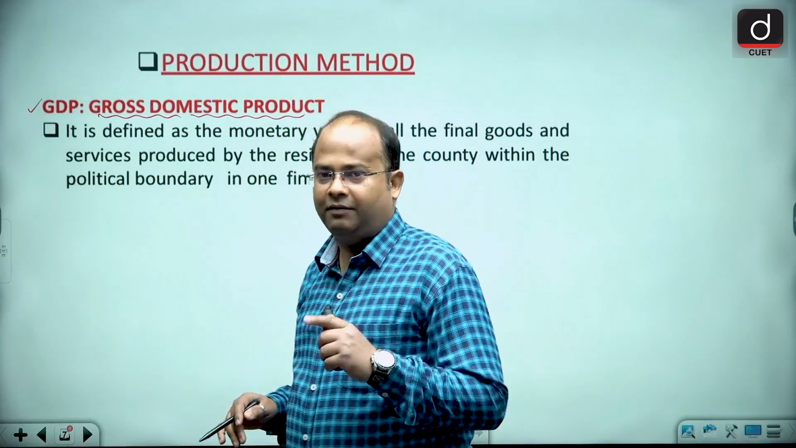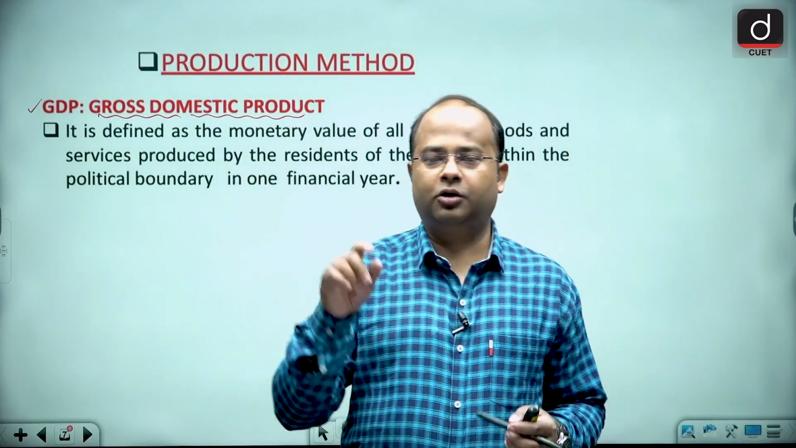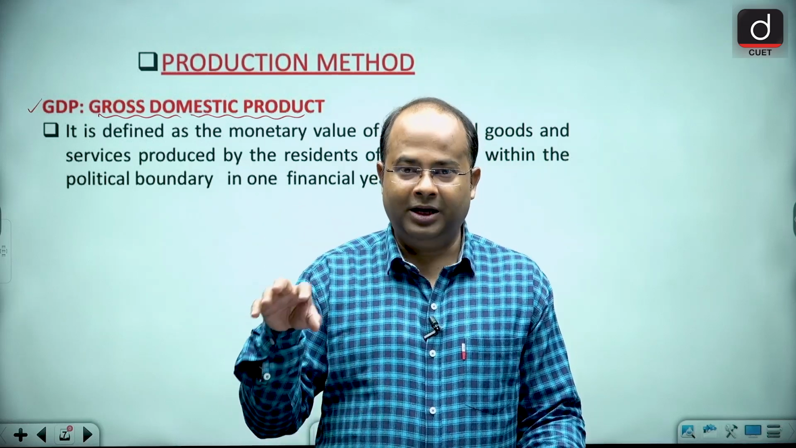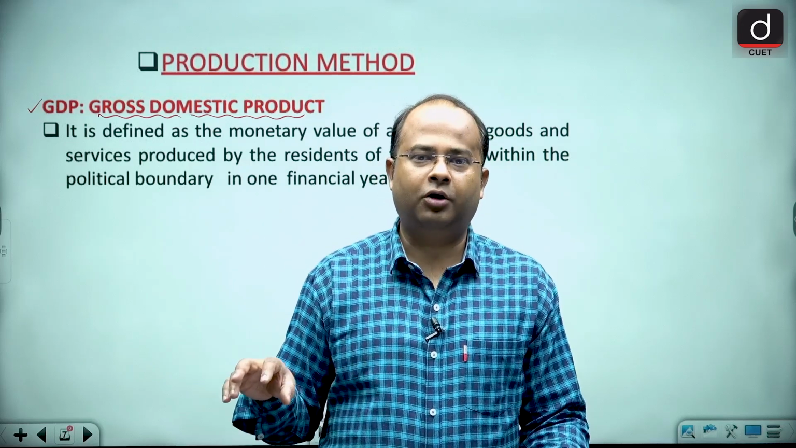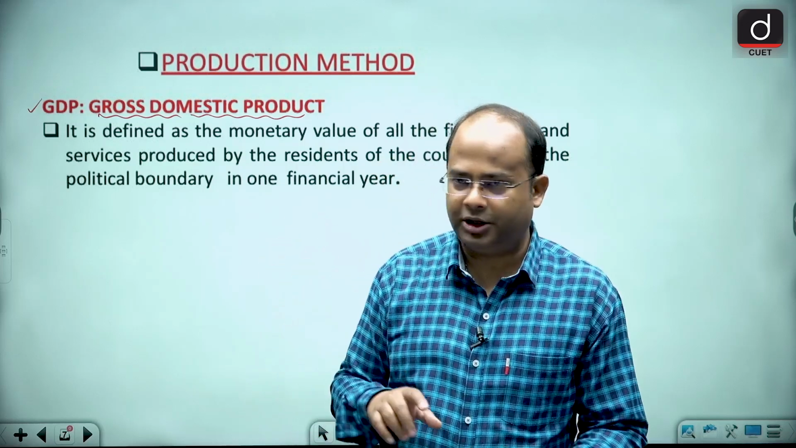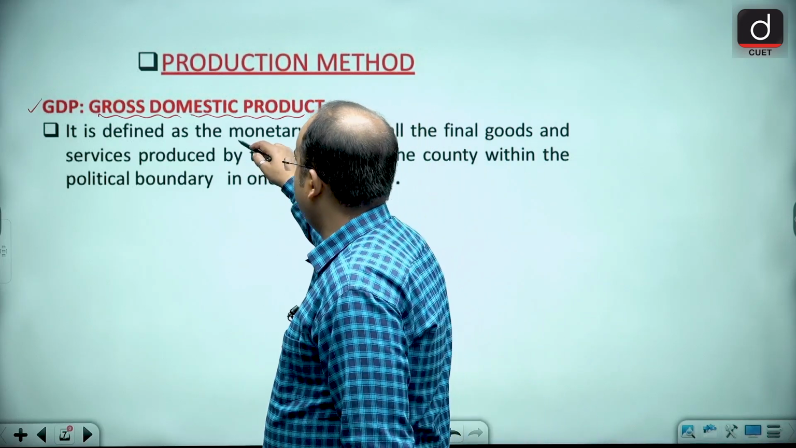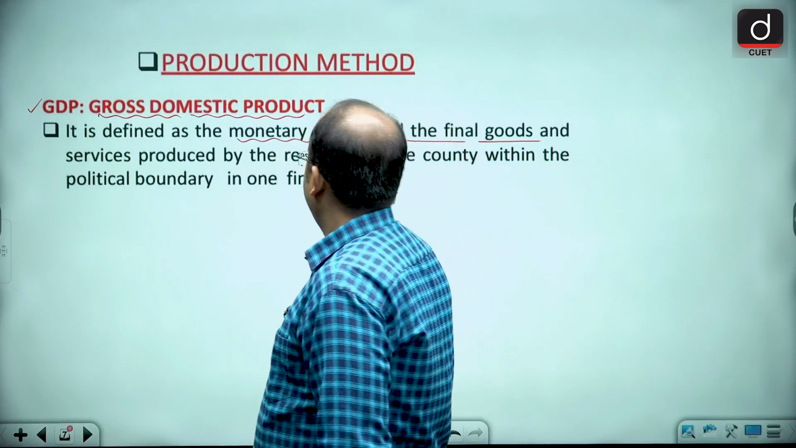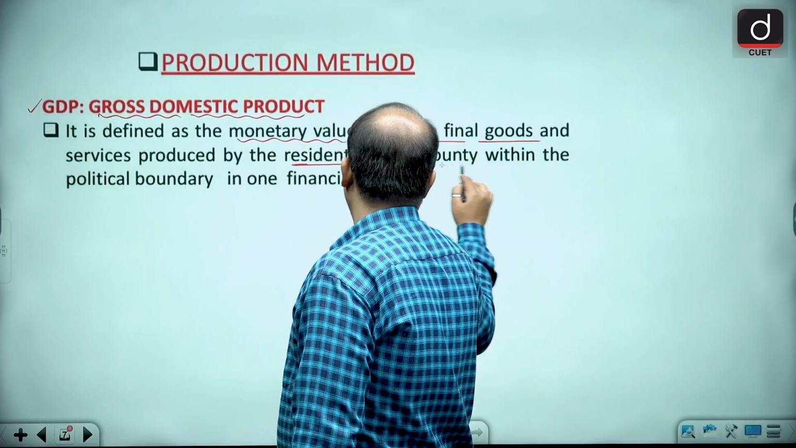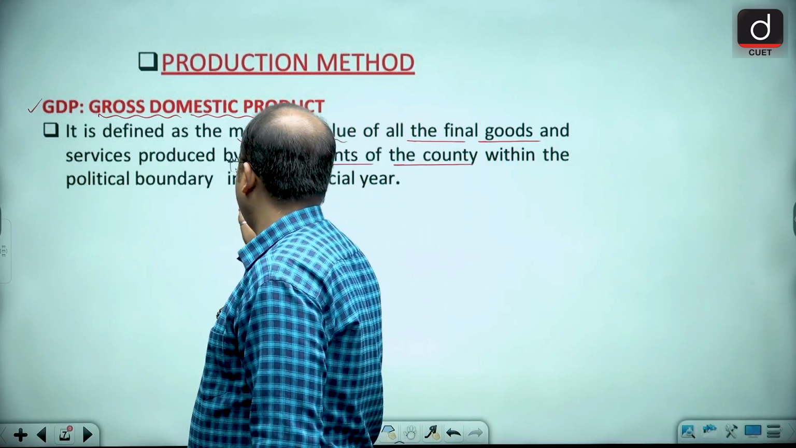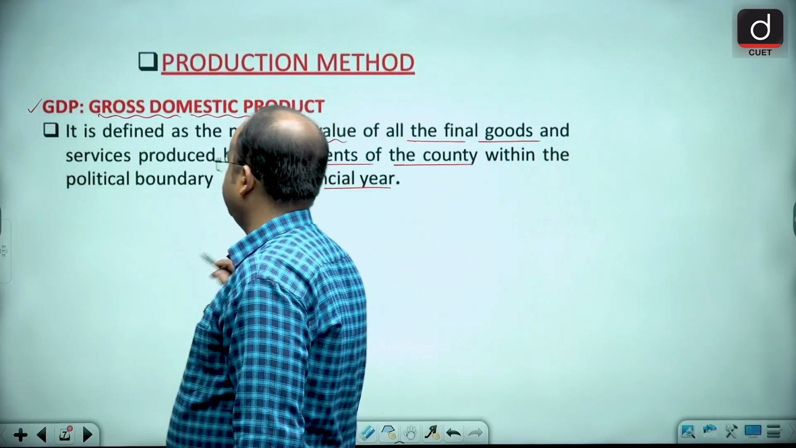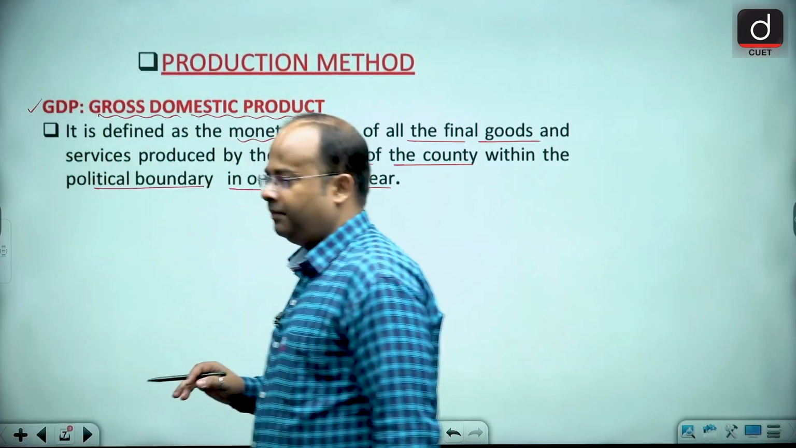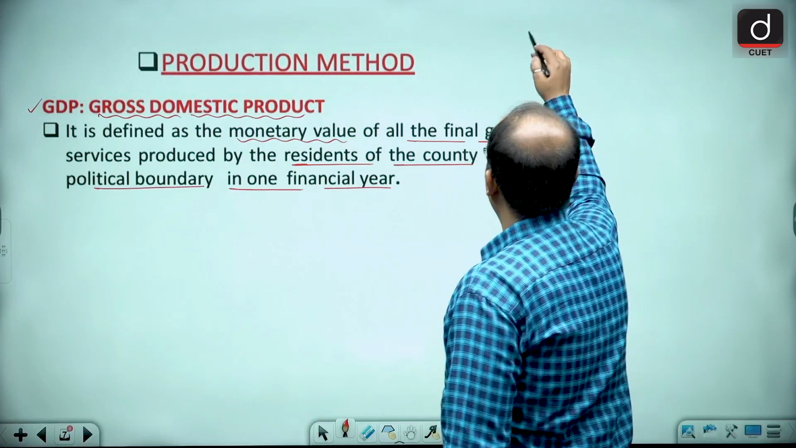It is the monetary value of all the final goods and services produced by the people living within the territorial boundary of the country in a financial year. So it is defined as the monetary value of all the final goods and services produced by the residents of the country within the political boundary in one financial year. First of all, there are some keywords in this definition. First is monetary value.